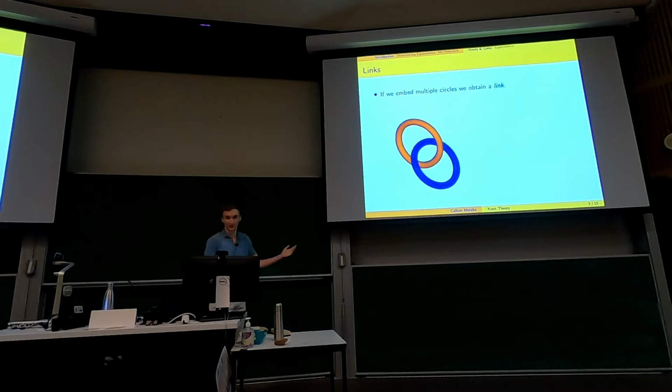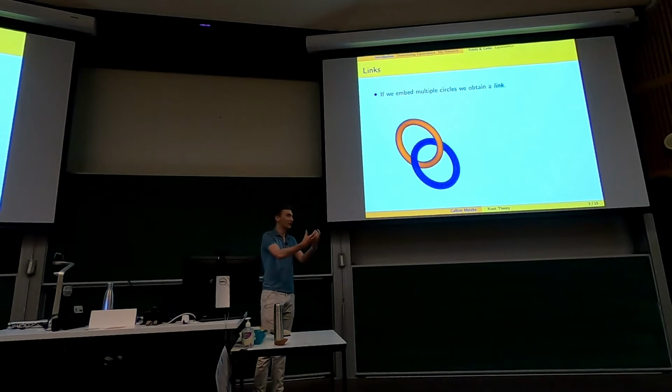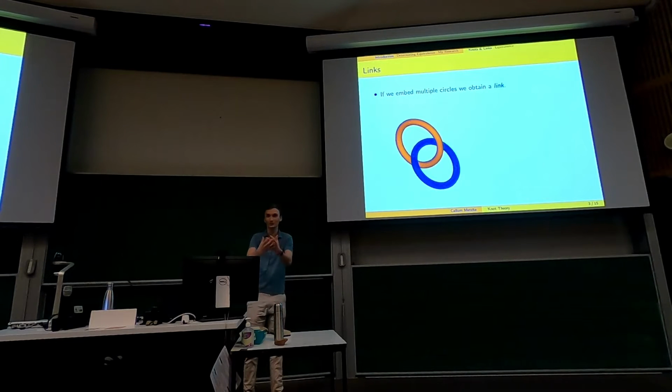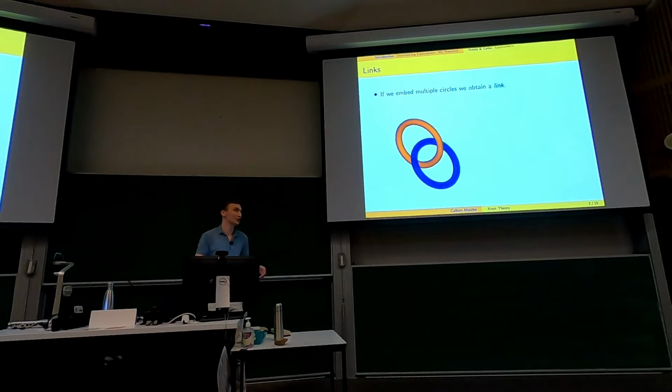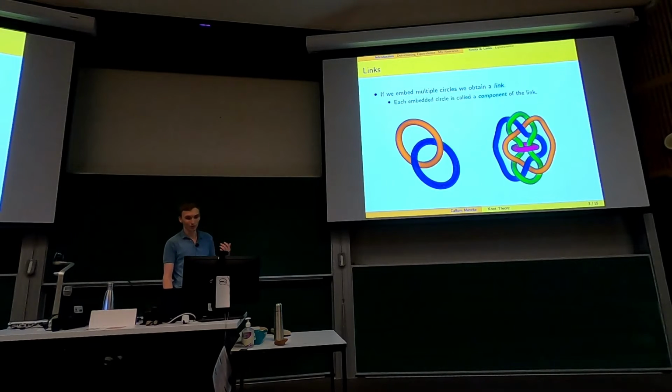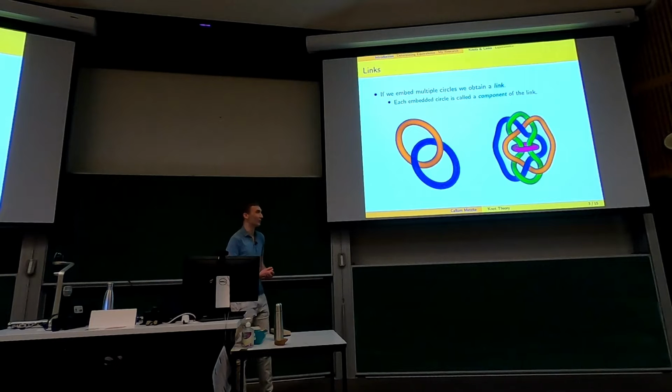If we embed multiple circles, say we take two circles and put them in three-dimensional space, we get a link. They have to obey the same rules. They have to be closed, they can't have loose ends, and they can't pass through themselves. And so we get something like this. And you can embed more and more. Each one of the circles that you embed is called a component.